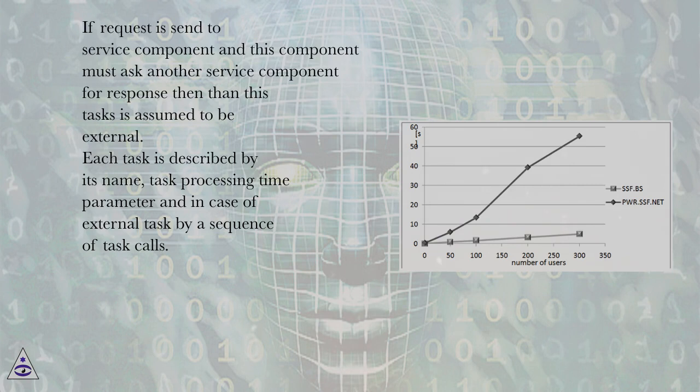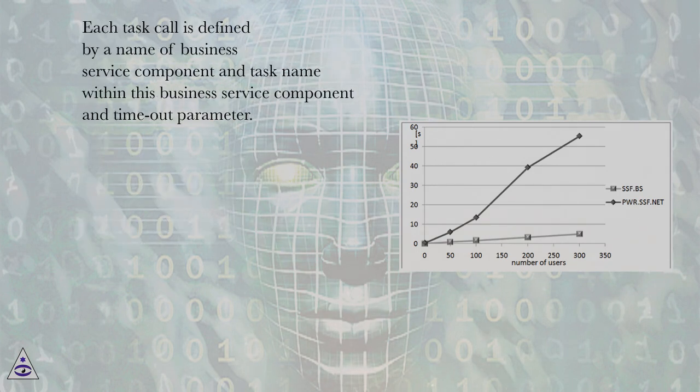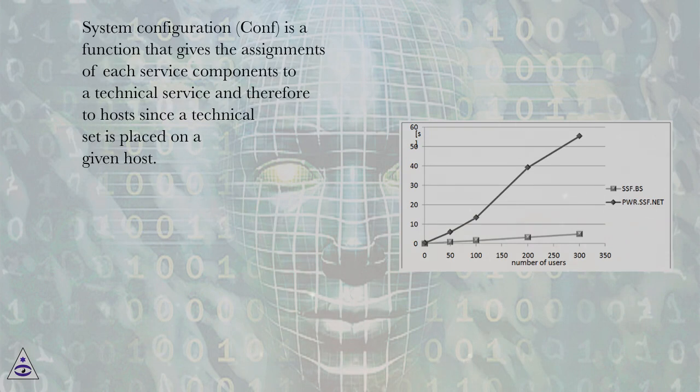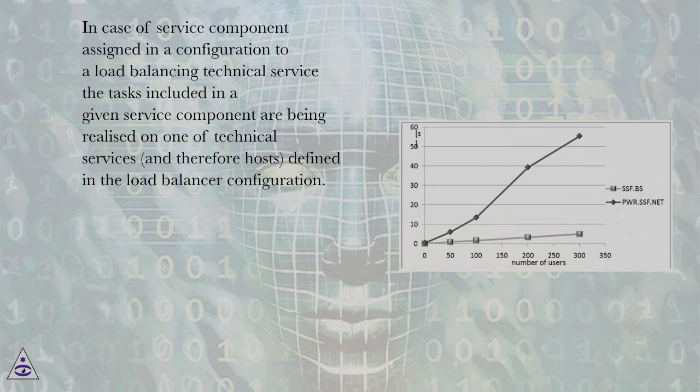Each task is described by its name, task processing time parameter, and in case of an external task by a sequence of task calls. Each task call is defined by a name of business service component and task name within this business service component, and a timeout parameter. System configuration is a function that gives the assignments of each service component to a technical service and therefore to hosts, since a technical service is placed on a given host. In case of a service component assigned in a configuration to a load balancing technical service, the tasks included in a given service component are being realized on one of the technical services, and therefore hosts, defined in the load balancer configuration.